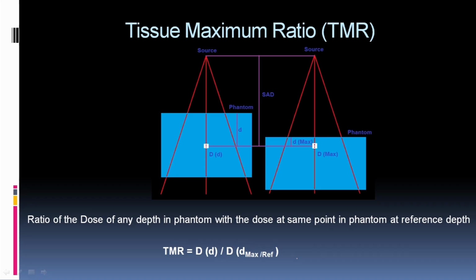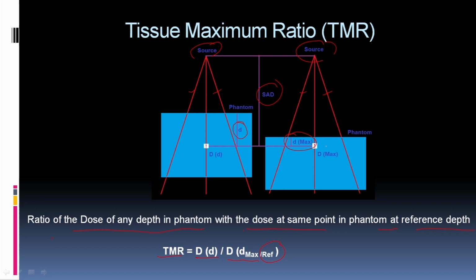Now again, we have the same kind of measurement system, the same field size, the same divergence, and source, and the measurement distance is SAD, but unlike the previous definition of TAR, here we use the phantom. Here the measurement point is the same, the distance is the same, but the depth is different. Here depth is d and here depth is d maximum. So the ratio of the dose at any depth in phantom to the dose at the same point in the phantom at reference depth, and TMR is Dd divided by Dmax, or you can call it D reference.